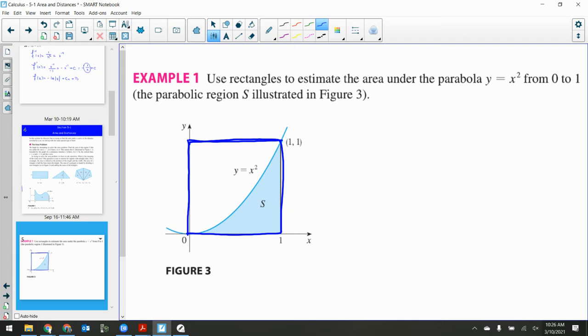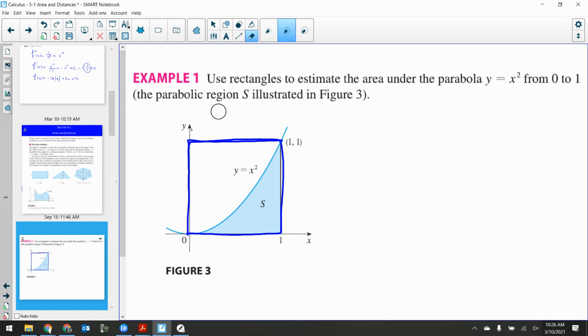1 square unit, right? Okay. Is that an overestimation? A very big overestimation, right? So I know that the area of this is somewhere between 0 and 1, right? What we're going to do is figure out a lower boundary and an upper boundary. Right now, I know it's between 0 and 1.